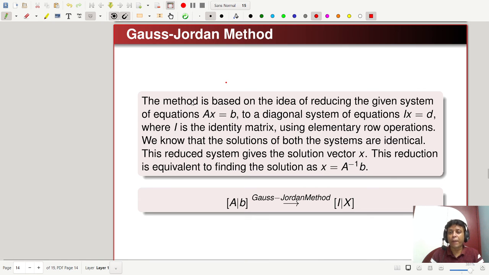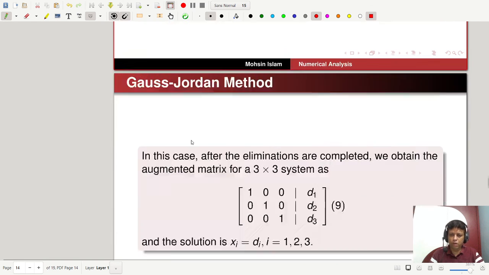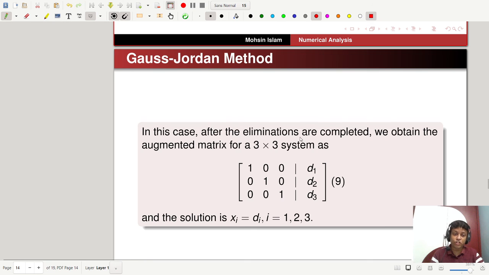So the most important application of the Gauss-Jordan method is finding the inverse of a matrix. Actually, the Gauss-Jordan method is nothing but you have to bring an identity matrix on the left hand side. That's it. This is the difference between Gauss elimination and Gauss-Jordan. In this case, after the eliminations are completed, this is not an upper triangular matrix. Your target is to bring the identity matrix, so all the elements should be 0 except the diagonal.